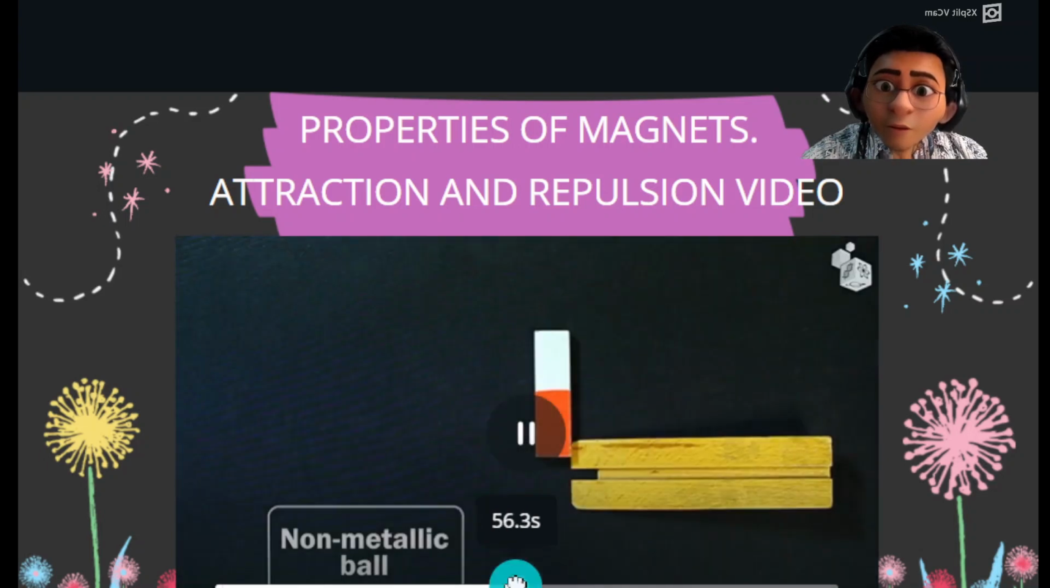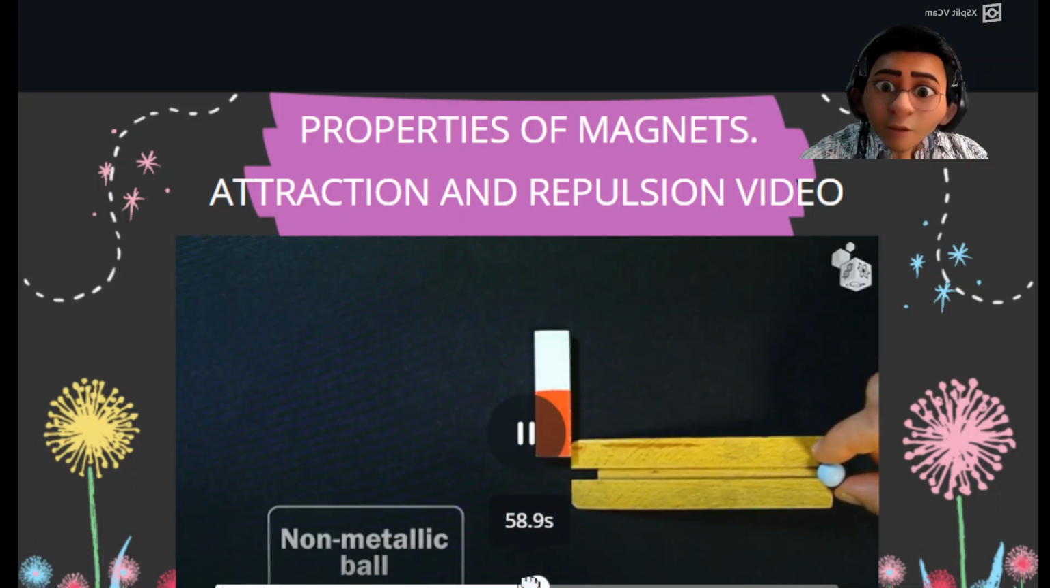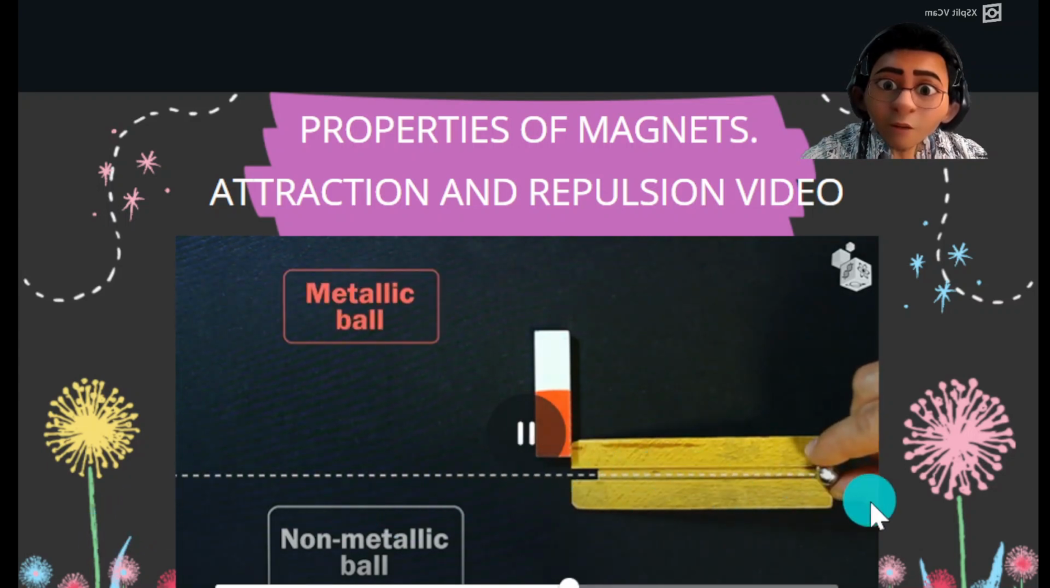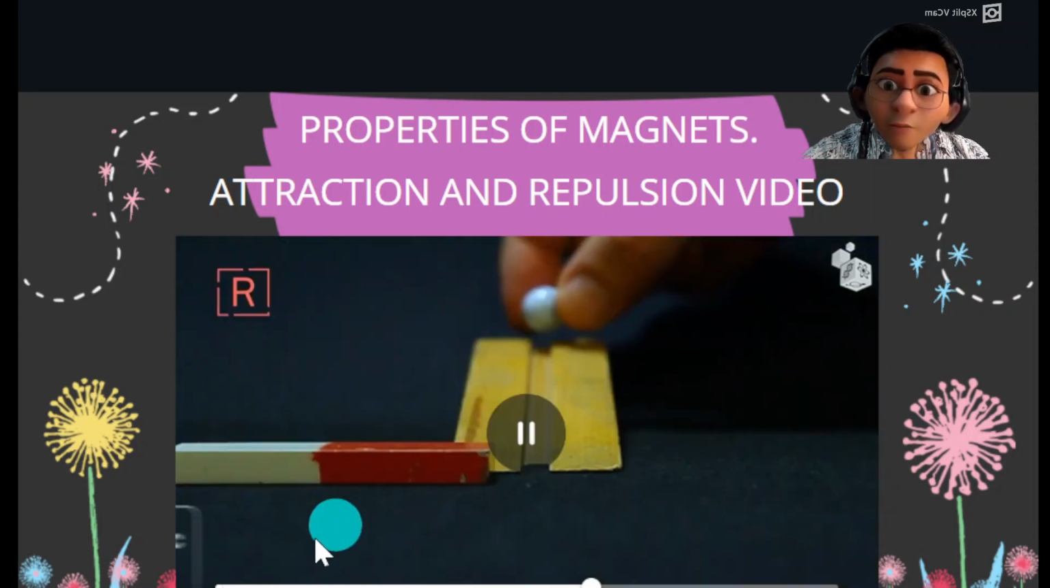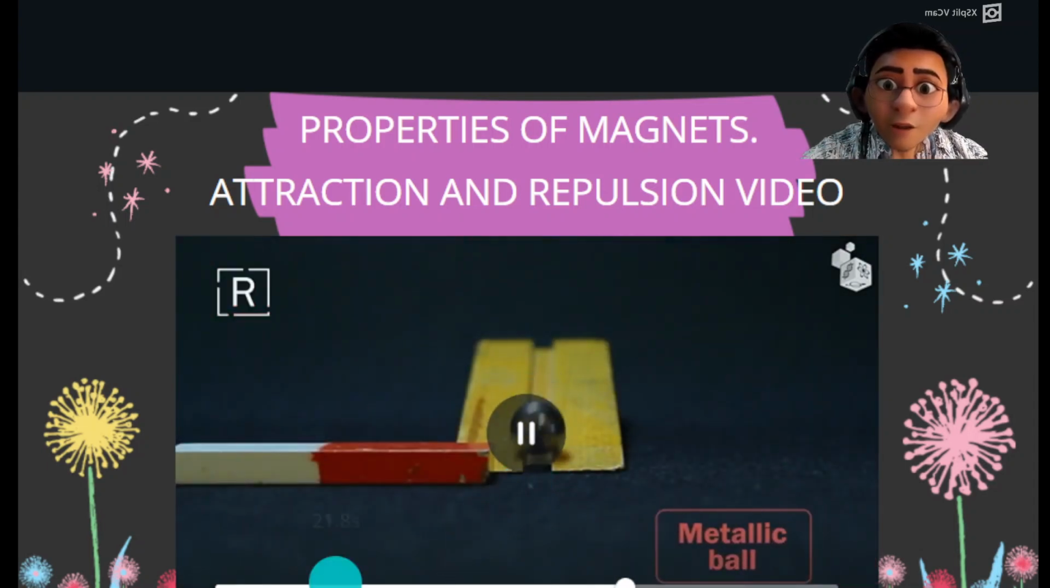Okay, here. Metal ball deflected by a magnet. Metal ball, this is not metal, it will move straight because the magnet does not attract non-metal. Because the magnetic ball is metal, so it is pulled, it is attracted, so it moves over there.